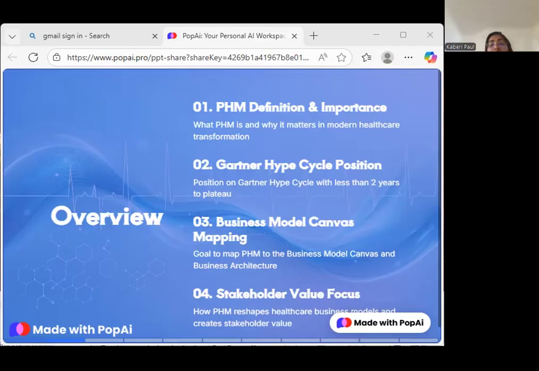After that, I'll show how PHM influences each of the nine BMC sections, such as key partners, value propositions, and revenue models. I will also discuss whether PHM is changing current healthcare business models and who benefits the most from this technology, including patients, providers, payers, and public health agencies. Finally, I will end with a summary and supporting academic references.